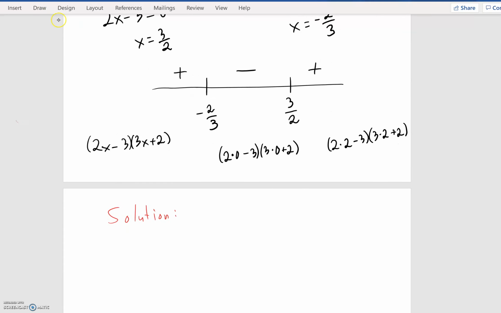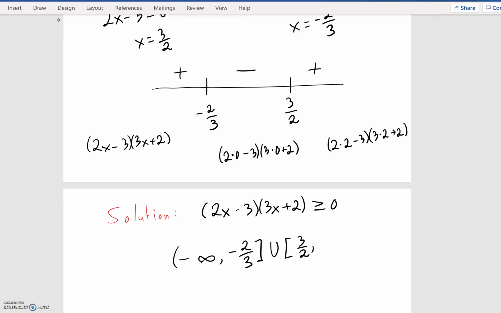let me rewrite the inequality, okay? This thing is greater than or equal to 0 when x is in this interval or it is in this interval. We need to use brackets here. Why? If you plug in those x-intercepts, you will get 0, and that will satisfy this inequality because this is not a strict inequality.